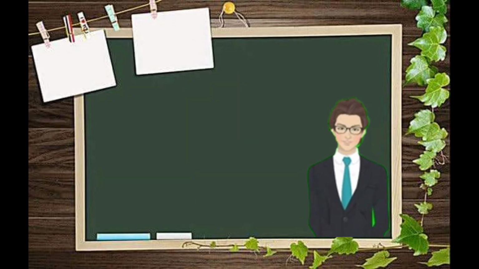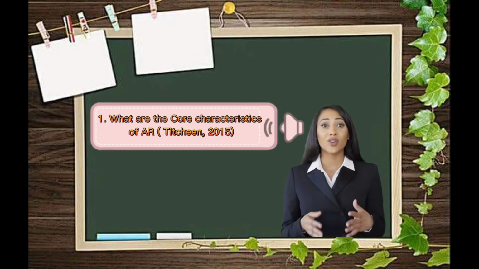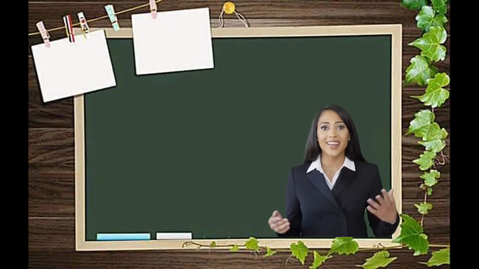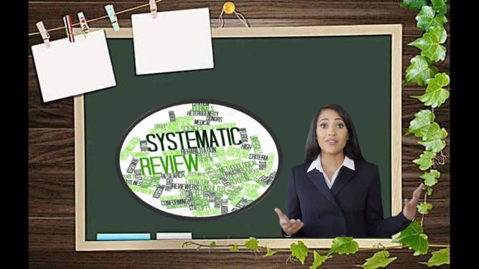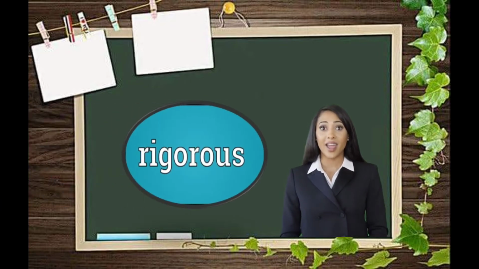Here are some questions and answers that you need to know. What are the core characteristics of action research, Teaching 2015? First, systematic. Like any form of research, it follows a system. Next, rigorous. It has rigor, meaning a strict adherence to the rules of empirical studies.